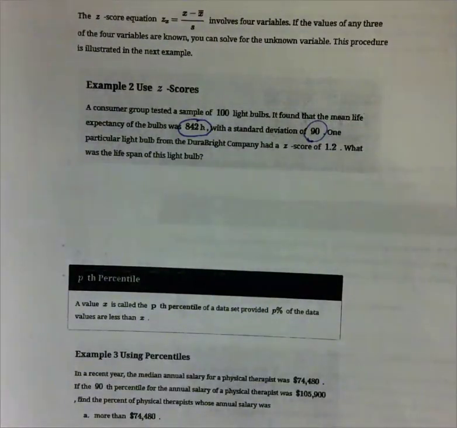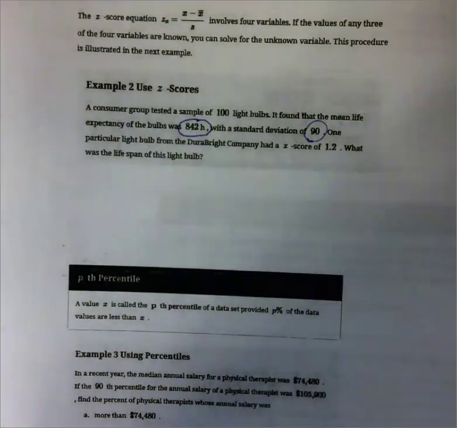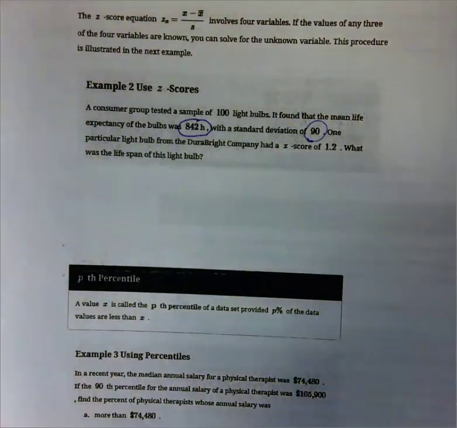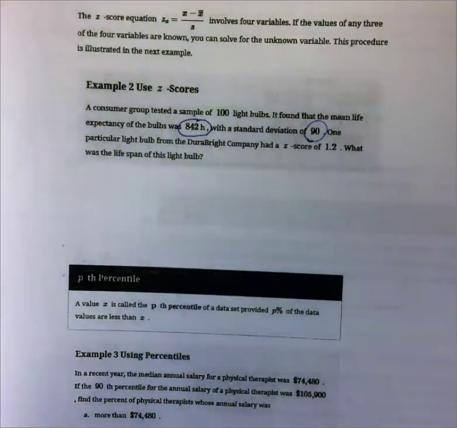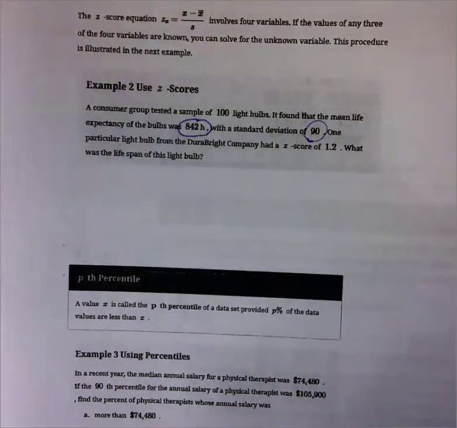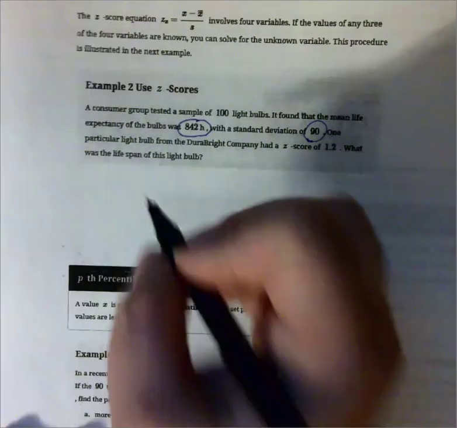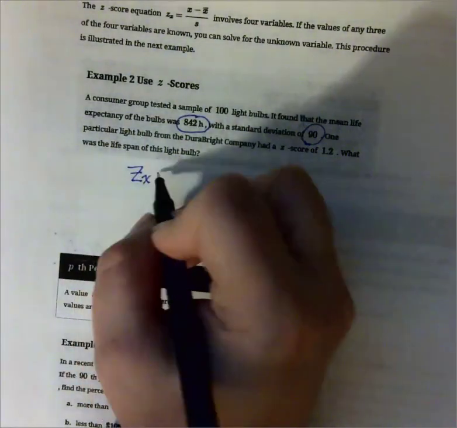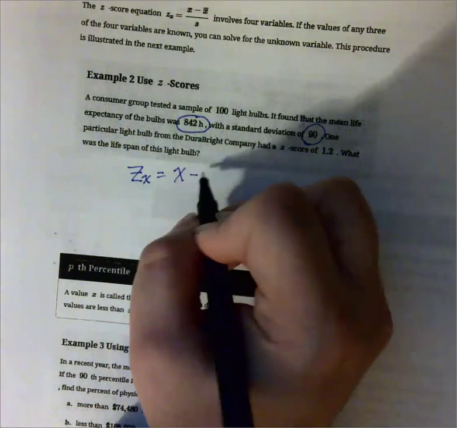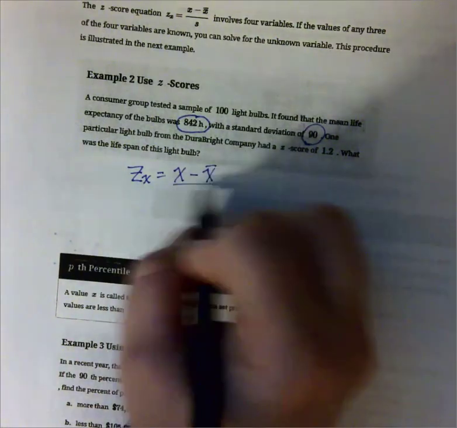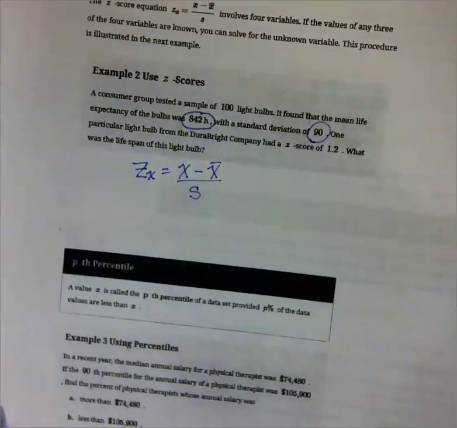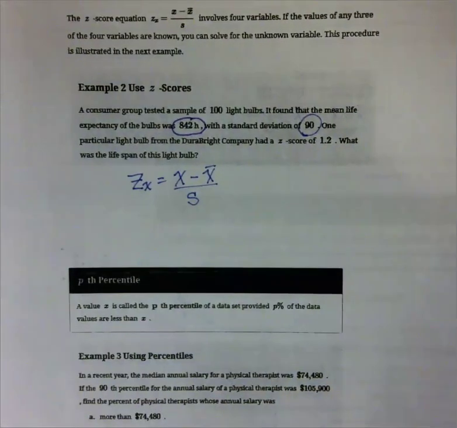One particular light bulb from the Dura-Bright company has a Z-score of 1.2, and we're going to find the lifespan of the bulb. So basically, we're using the same Z-score formula and working backwards. So it is Z equals X minus X bar over S. We're going to plug everything we know in and then solve.